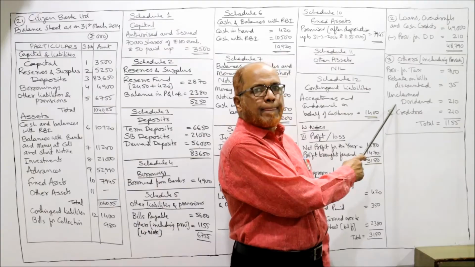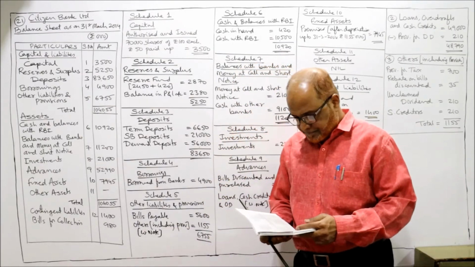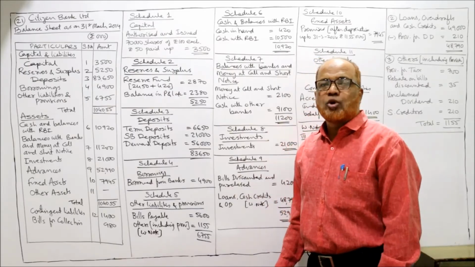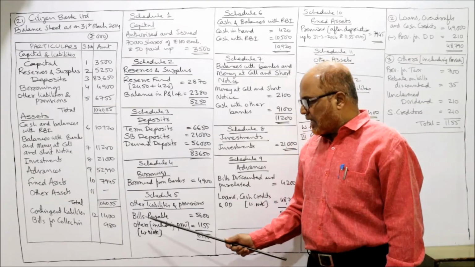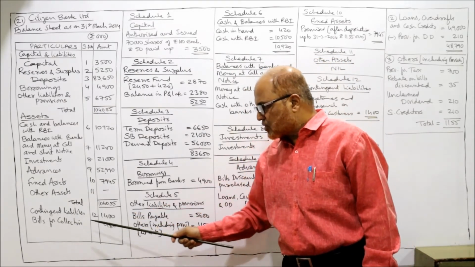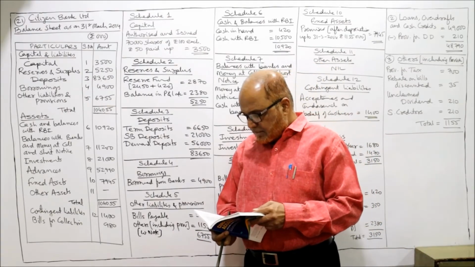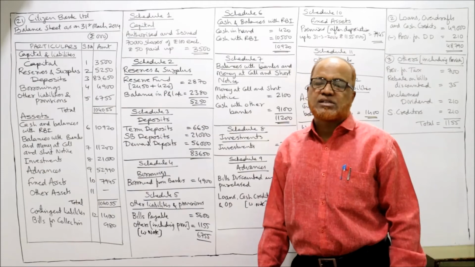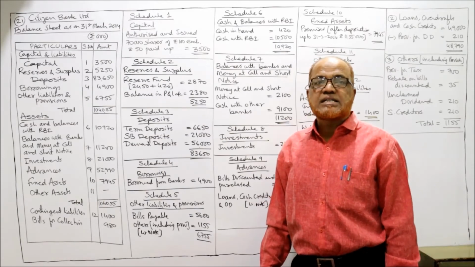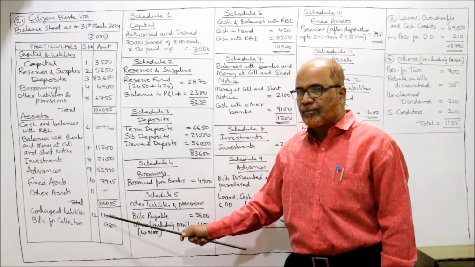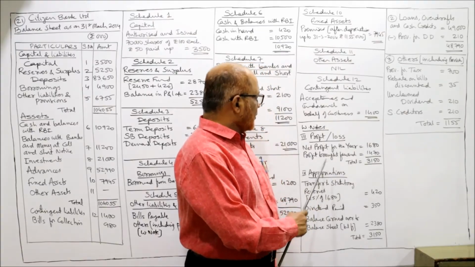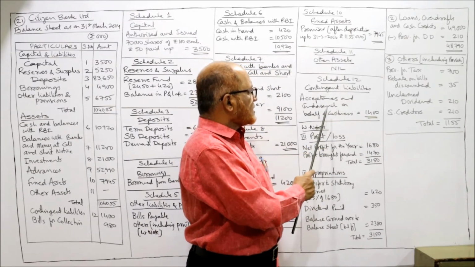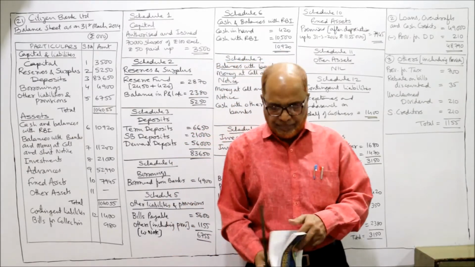Next item is bills for collection. Foot of the balance sheet, no schedule. Directly we can take here bills for collection, 980. Next item is acceptance, endorsements and other obligations on behalf of customers. This is a contingent liability, schedule number 12, sorry, not 14. Contingent liability, acceptance, endorsement, 1400.